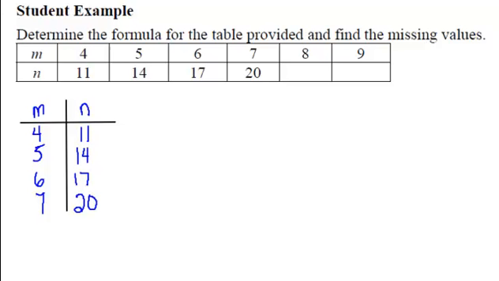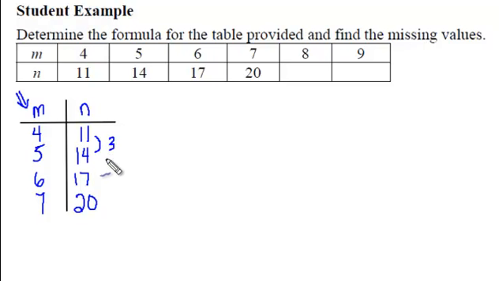If your value on the left-hand side of your T-chart, in this case the M, increases by 1 at a time, so from 4 to 5, from 5 to 6, and from 6 to 7, then we can work through the shortcut. If that's the case, which it is, now take a look at your N values. Find the difference between the first and second terms. Your first term is 11, your second term is 14. The difference between 11 and 14 is 3.